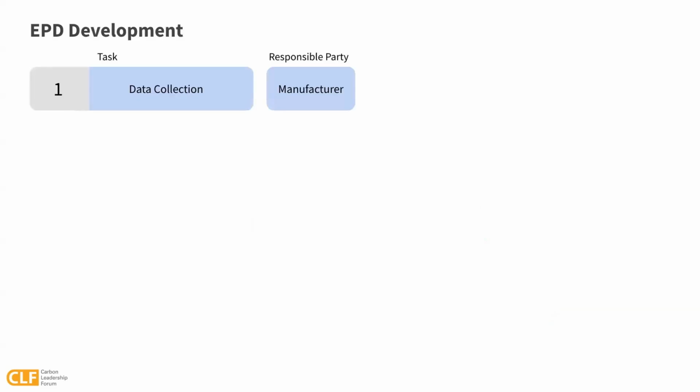These are the general steps manufacturers take to create an EPD. Step 1, manufacturers must collect foreground data on the quantity and types of materials, energy, and other processes they use to create the product, typically for a 12-month period.